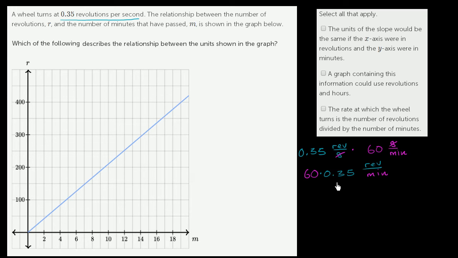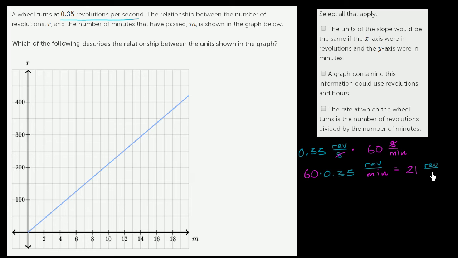Now, what's 60 times 0.35? Let's see. 60 times 0.3 is 18. And then we're going to have another 3, because 60 times 0.05 is 3. So it's going to be 21. So this is going to be equal to 21 revolutions per minute.